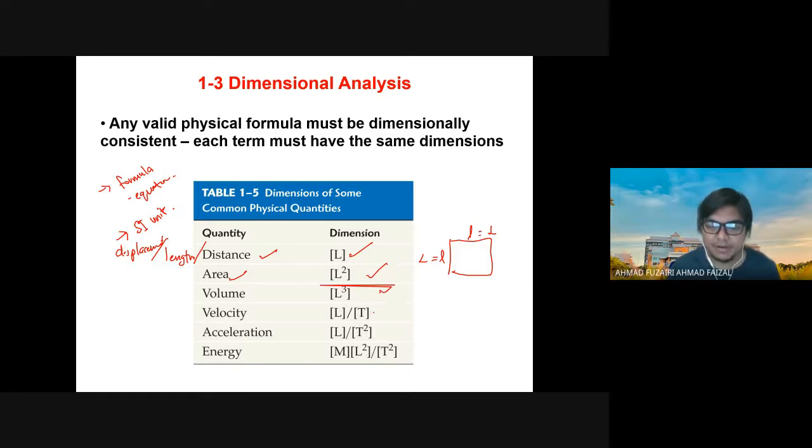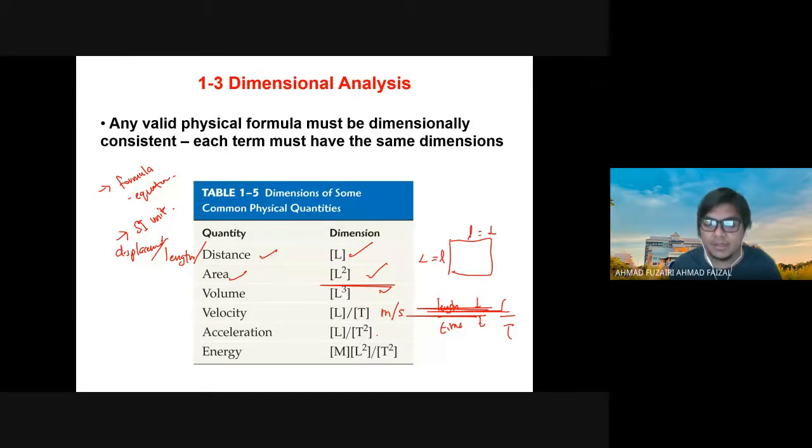And remember, velocity is length over time. What is length? L. What is time? T, capital T. L over T. And the acceleration is L over T squared. Why? Because when we consider the SI unit, the SI unit for velocity becomes meter over second, because the SI unit for length is meter and the SI unit for time is second.